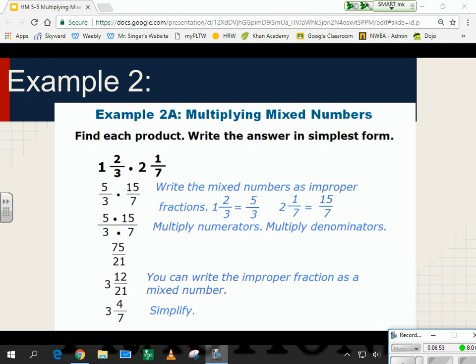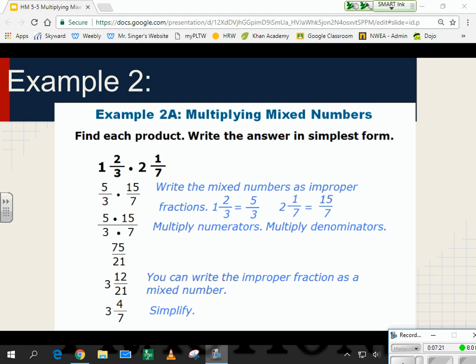Example 2 time. So what we're going to do here is look at if we had a mixed number and a mixed number. So it really doesn't change at all what we did previously. You just have to now change 2 mixed numbers to improper fractions. So 1 and 2/3 is changed to 5/3. And 2 and 1/7 is changed to 15/7. So you can multiply across and get 75 on the top and 21 on the bottom and simplify that way.